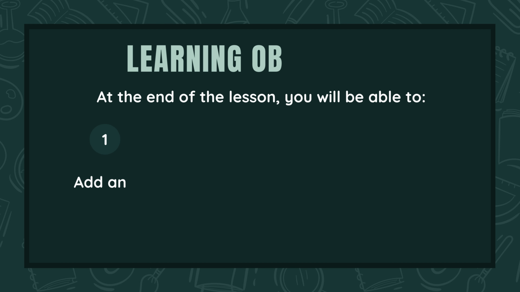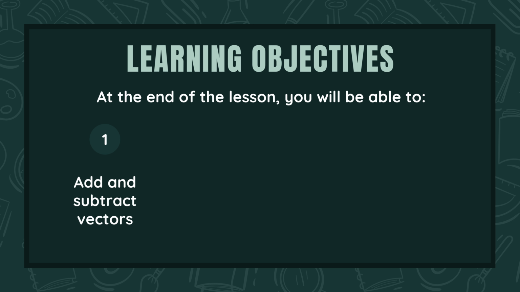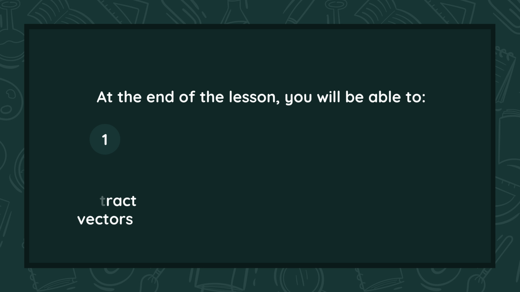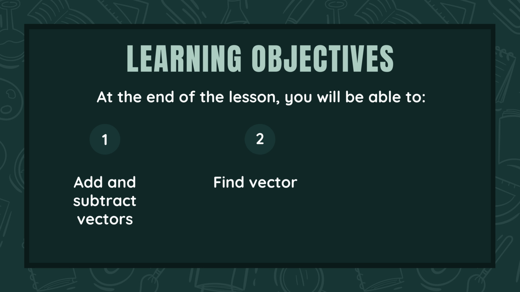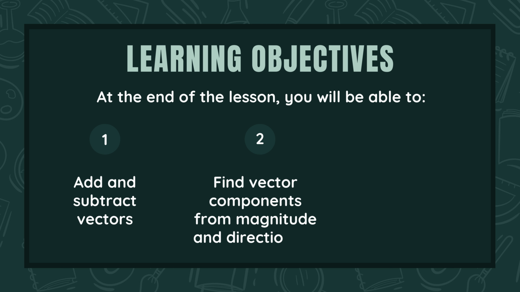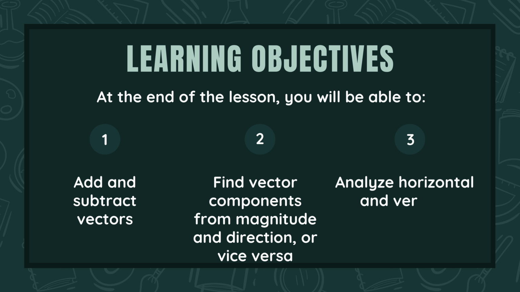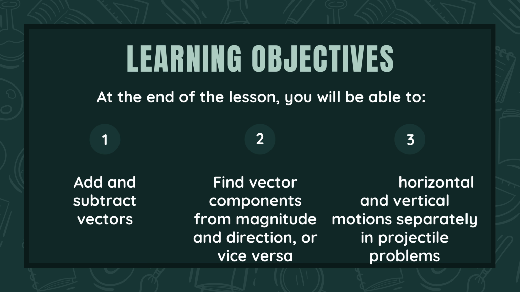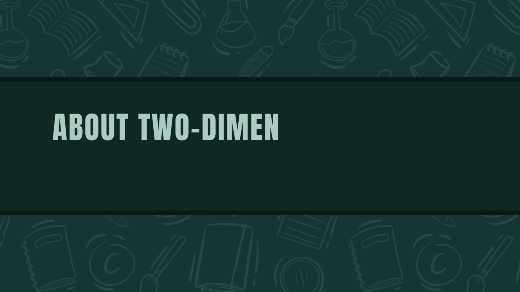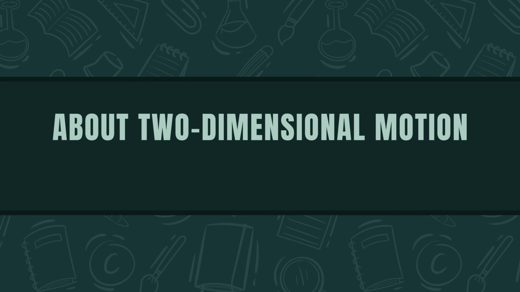How to add and subtract vectors, combining them to determine resultant directions and magnitudes, essential for solving problems in physics. You will also learn how to determine vector components from their magnitude and direction, and how to combine components to find the original vector, a key skill in vector analysis. You will learn to analyze horizontal and vertical motions independently, a crucial approach for solving complex projectile motion problems step by step. This section explores two-dimensional motion, focusing on how objects move in both horizontal and vertical directions.